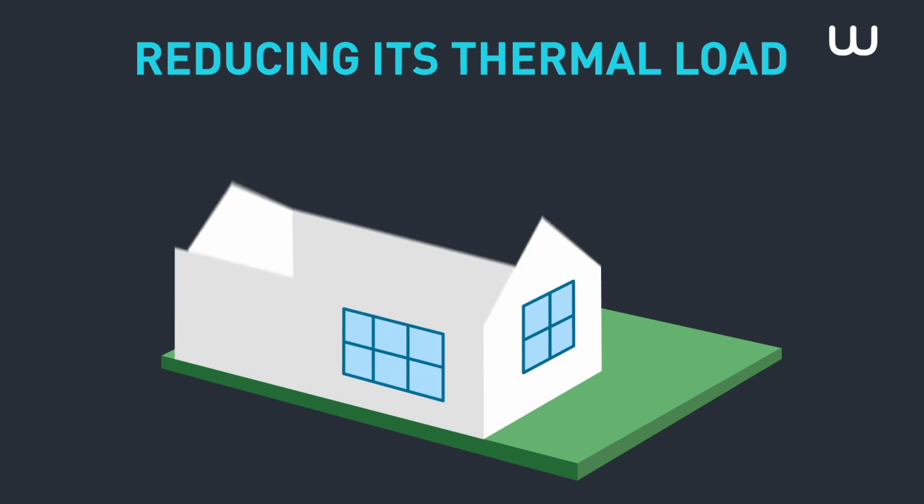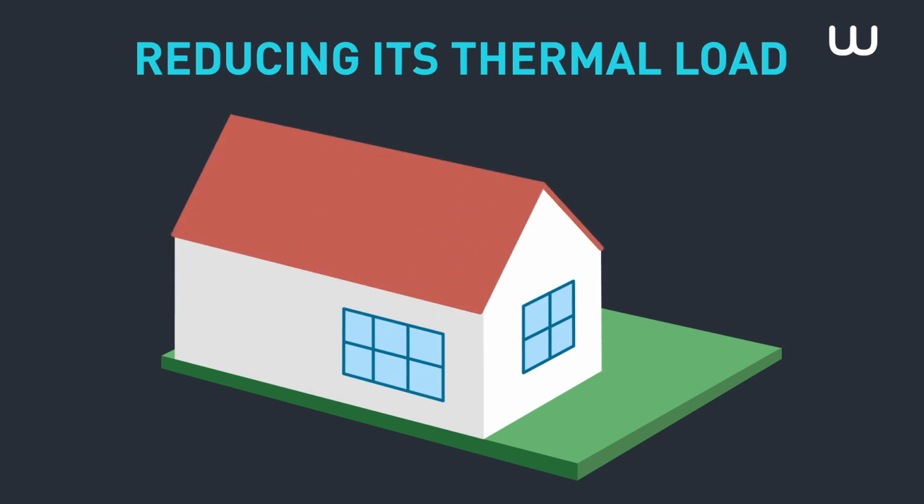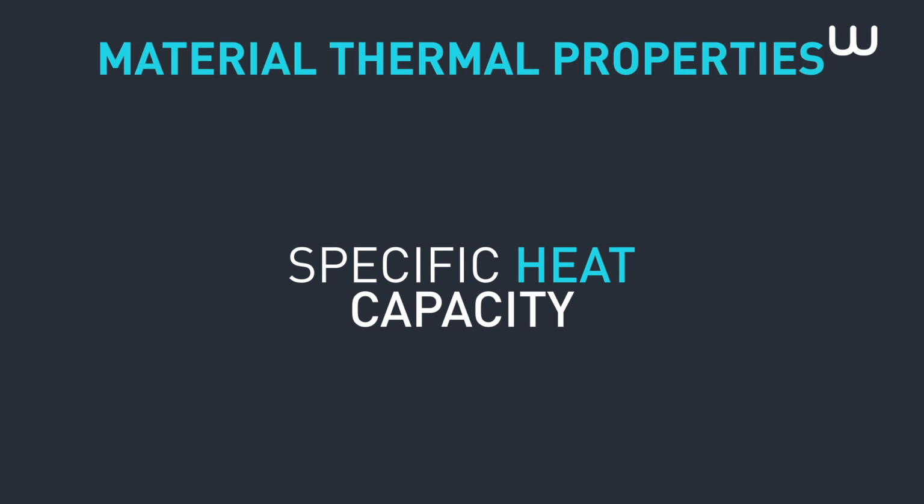The first step in designing an energy-efficient building is reducing its thermal load. Thermal load is heat gain or heat loss inside a building that must be compensated for by mechanical systems. By reducing the thermal load of a building, we reduce the energy that must be used for heating and cooling systems. An important thermal property of materials is their specific heat capacity.